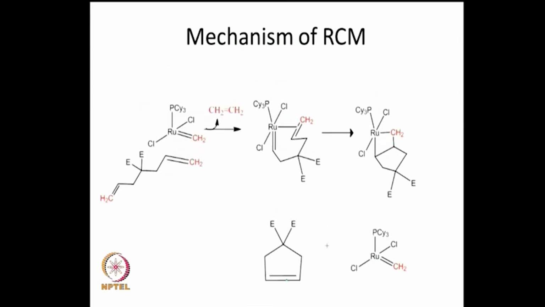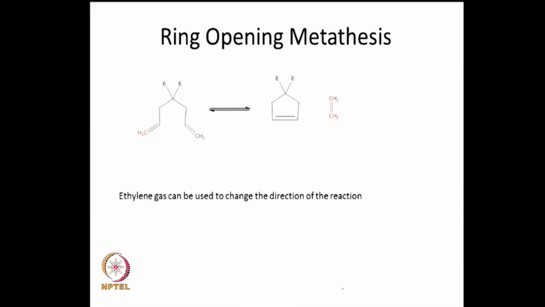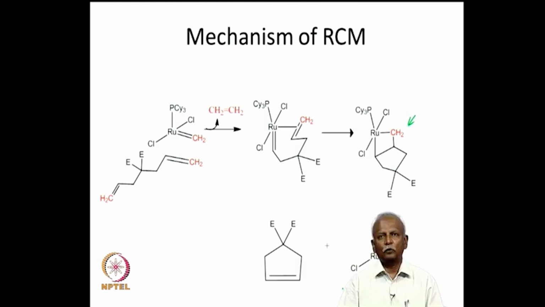So, we can write these 2 systems together. Now, I will start with the RuCH2 which I generated in the previous step, and now we can go through the catalytic cycle fast. You have the formation of a metallocyclobutane which is listed here, and it can eliminate a cyclopentene which regenerates the catalytically active intermediate. So, this is the mechanism of the ring closing metathesis.